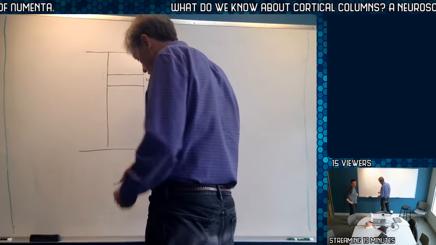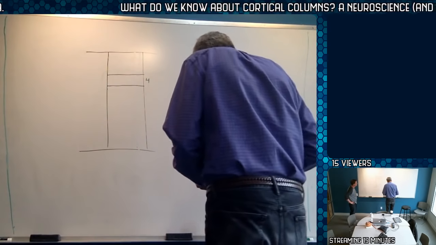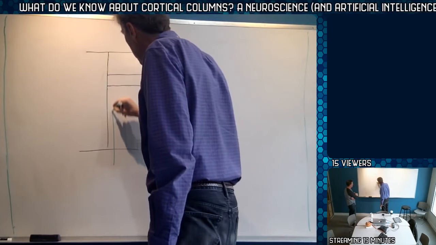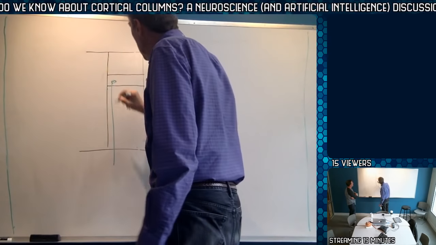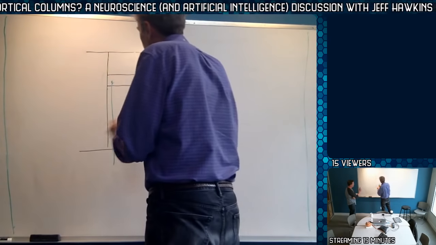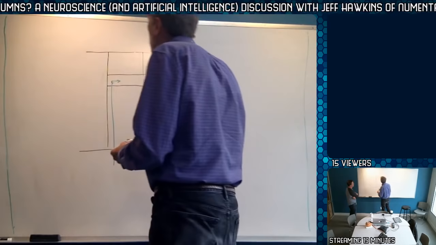And maybe I should draw that in a different color. Maybe green. Yeah, green. So here you get some primary input into layer 4, and that's where everything starts. Primary, proximal, feed forward. Okay, that's input. The second question.